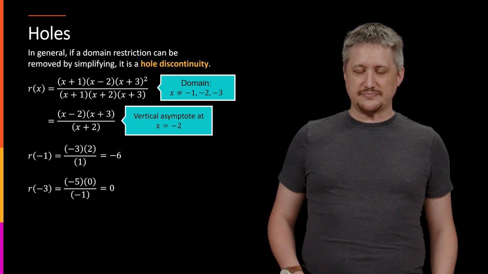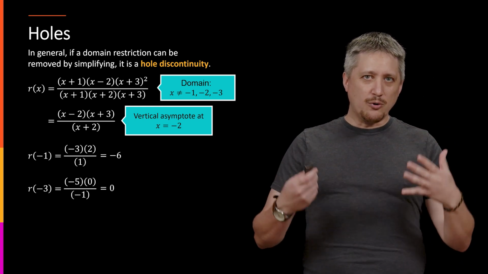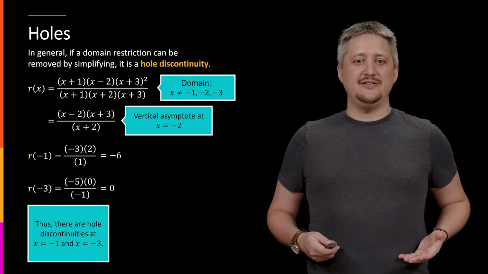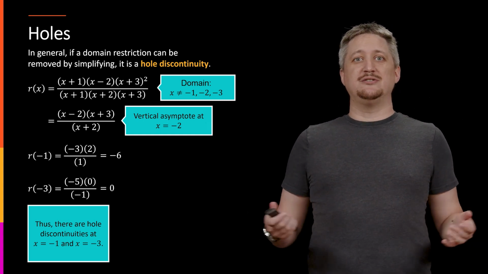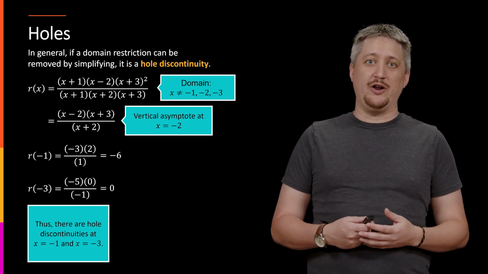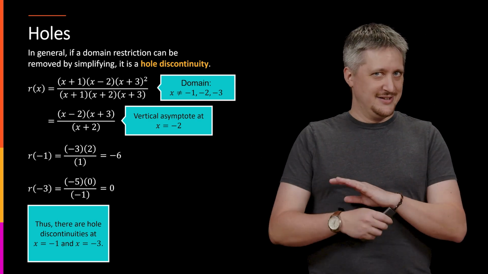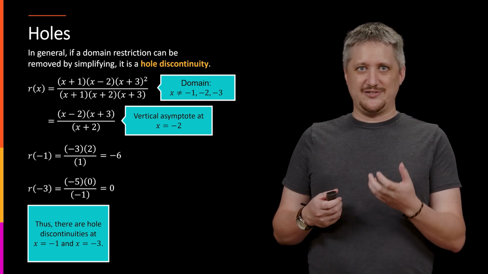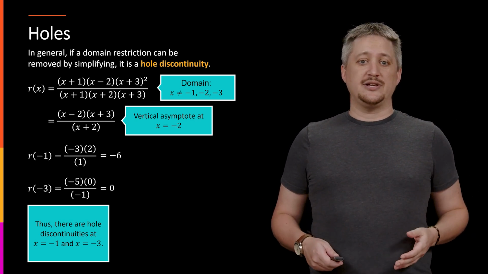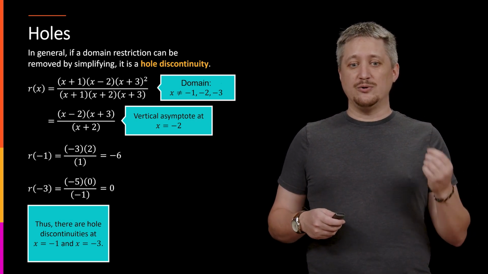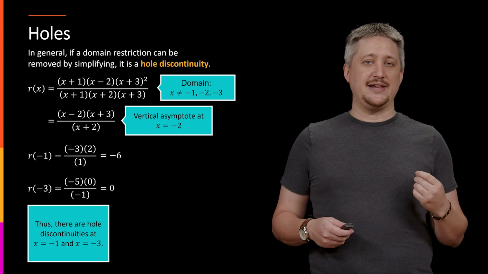That's just 0. Now, the important part is that when we plugged in these values, they worked. They gave us numbers. There was no dividing by 0. There was no crazy going off to infinity or some craziness, right? It just gave us a nice, finite, concrete number. That's how you know that they're a hole discontinuity, right? So we know now that there's a hole discontinuity at -1 and -3.